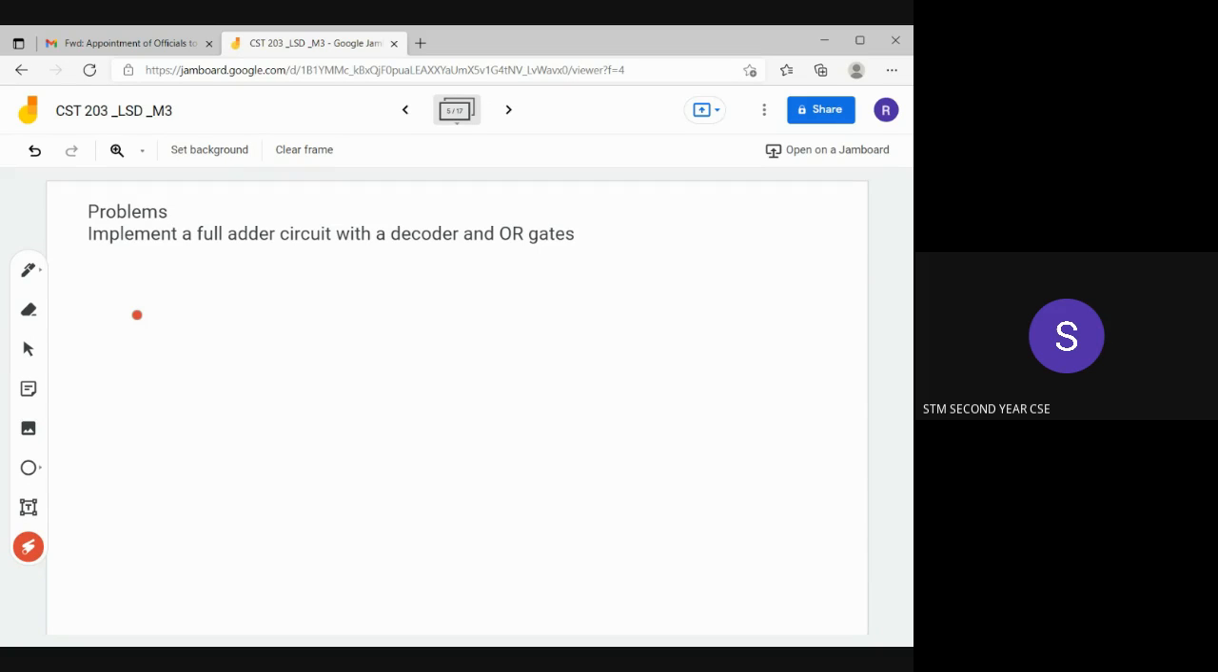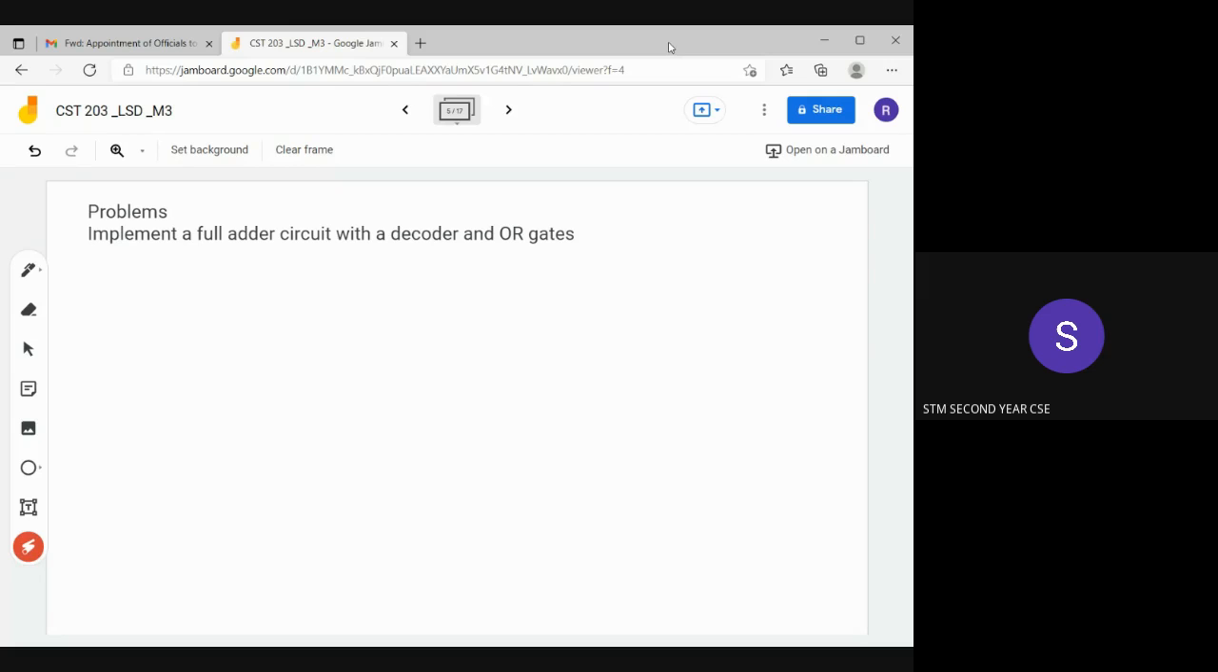So how will we implement the full adder circuit? Before that, what is a full adder? Anybody? What is a full adder? How many inputs are there in a full adder? Anybody? Okay, three inputs are there. Then output. How many outputs? Two outputs. Correct. Two outputs.